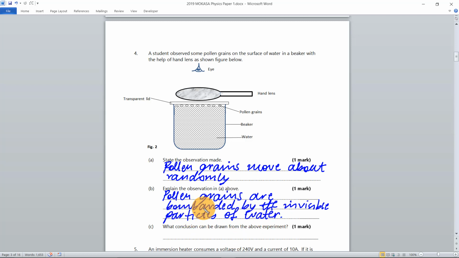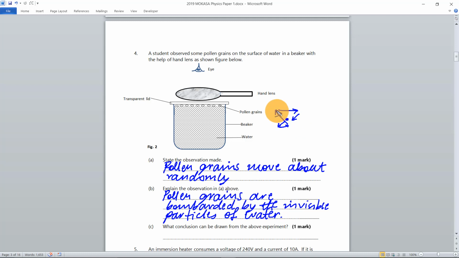Let me explain this term. To bombard is to hit something randomly without any particular pattern. So the pollen grains, if this one is a pollen grain, it's observed to move in this direction, in this direction, in this direction, in that direction.